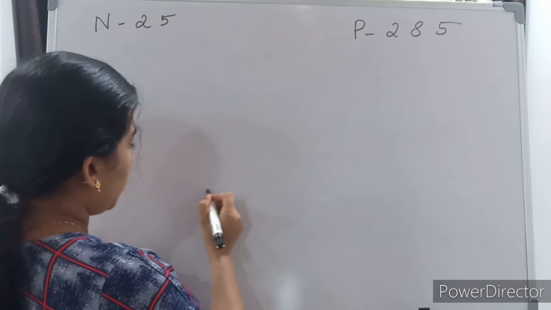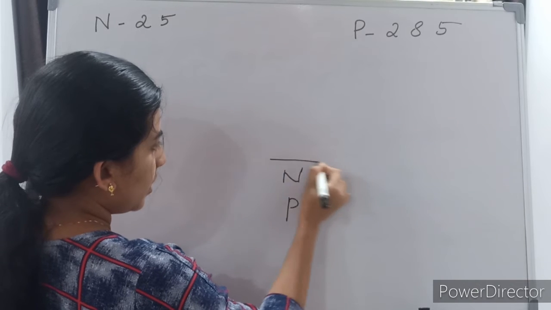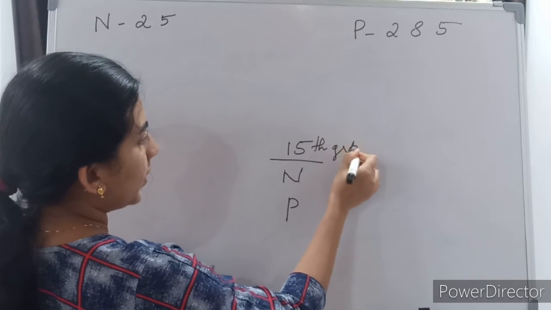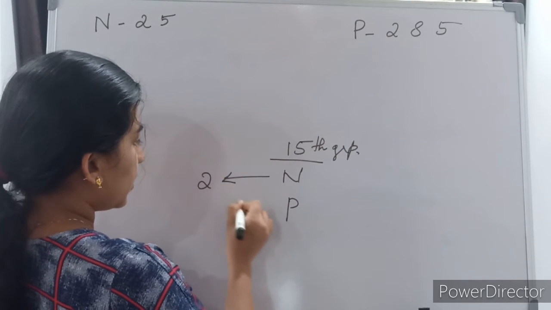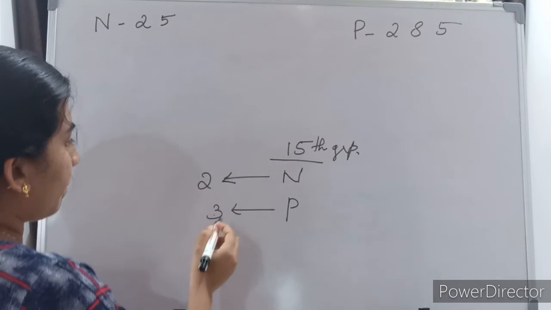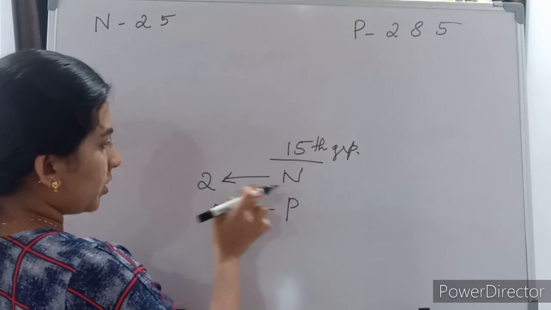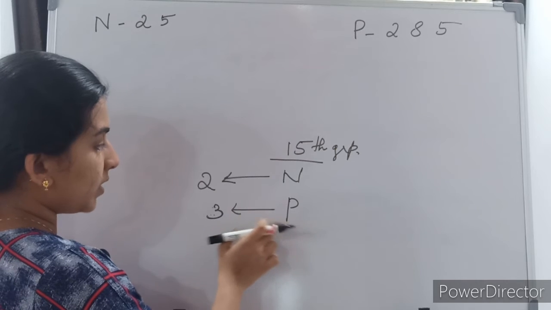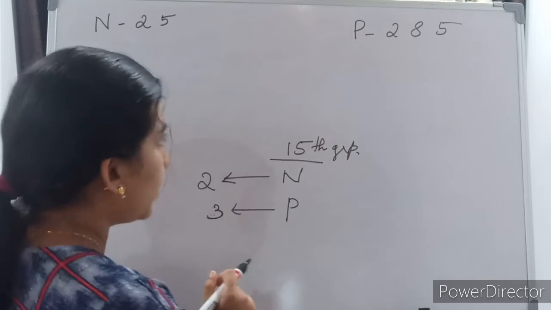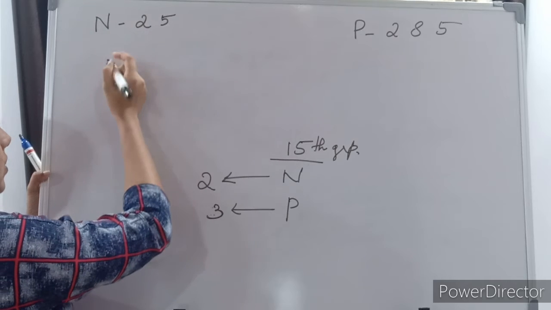That is, the table will be like this: nitrogen, phosphorus, this is the 15th group, this is the second, and this is the third. Nitrogen is placed in the second period and phosphorus is placed in the third period. So the group will be the same but the period differs, right? Next, the electronic configuration of nitrogen is 2, 5.